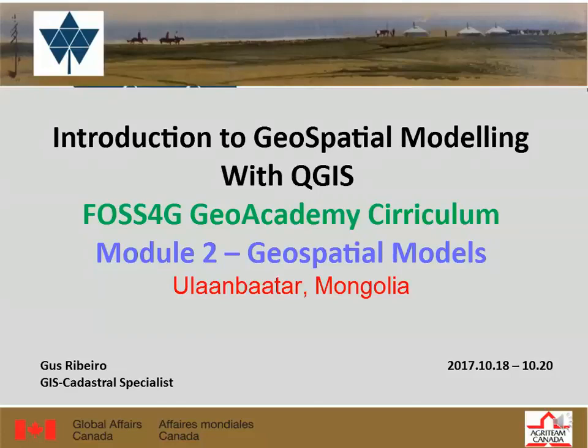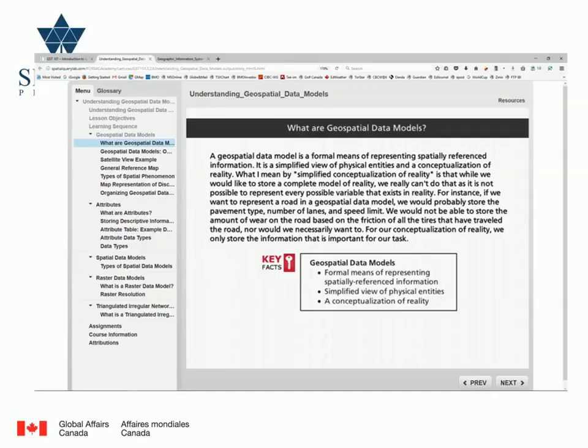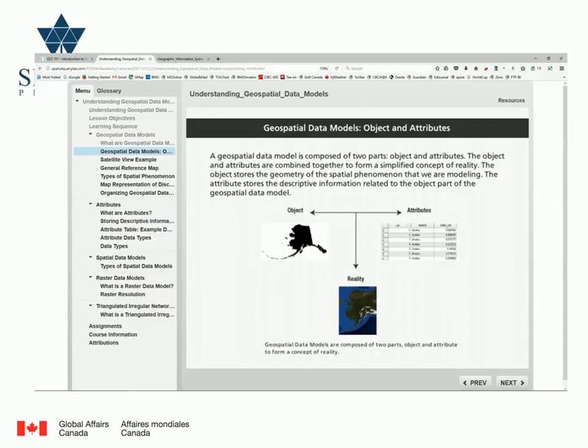So this is geospatial models. It is a means of representing spatially referenced materials. Simplified view of physical entities. So for example, you have in here, the reality is, say, Alaska. Okay, that's the real Alaska. Pretend that's the real Alaska.